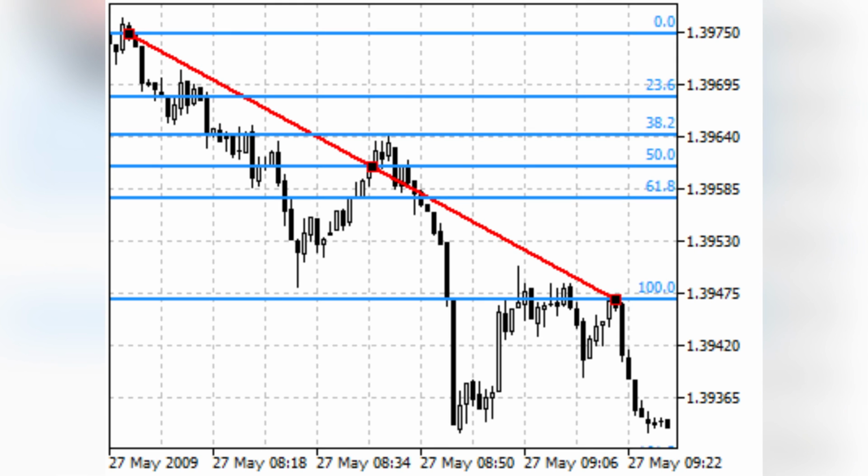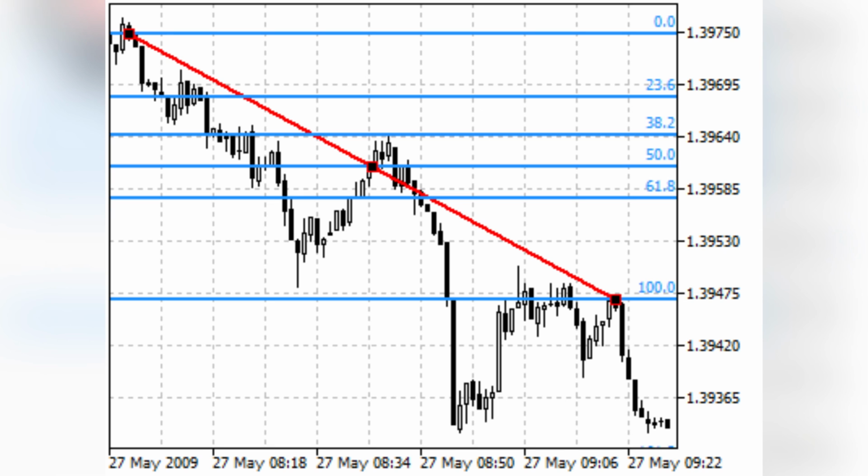This tool then automatically plots horizontal lines at Fibonacci percentage levels of the chosen price move, and after a big price rise or fall, prices often retrace or pull back to one of these Fibonacci levels before continuing their trend. These retracement levels act as potential support or resistance zones. So just select the Fibonacci retracement tool in your trading platform.